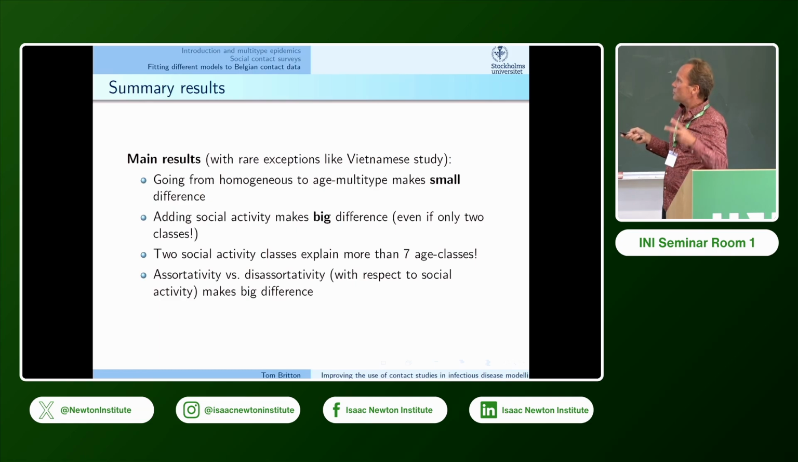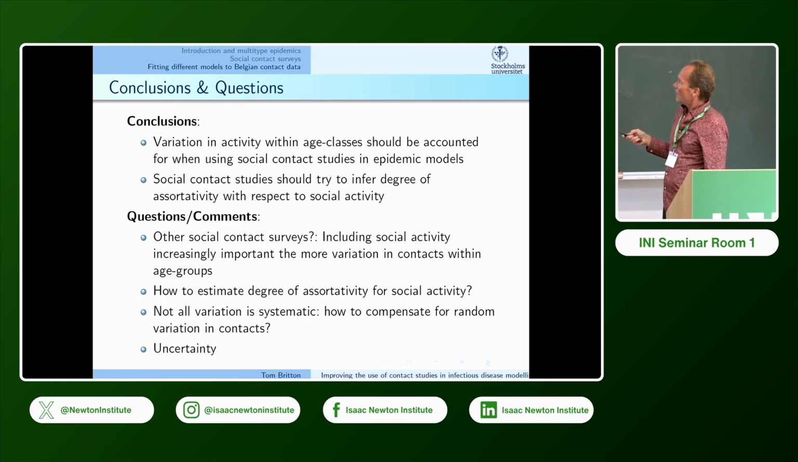So two social activity classes actually gave a much better fit, closer to reality, than having, say, 7 age classes. And also this assortativity or disassortativity made quite a difference. Maybe I didn't highlight that, but that was also evident from the figures. What does this mean? It means that future social contact studies should try to get some information on assortativity with respect to social activity, if social activity tends to be assortative or disassortative.